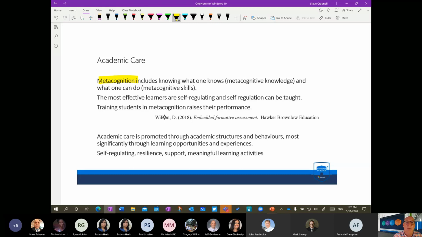And we talk about Dylan Wiliam here. He talks about effective learners being self-regulating, but he also makes the important point that we can teach this. Self-regulation can be taught. And improvement in metacognition raises their performance. But it's incumbent on us, if we want these promoted, we've got to give them an opportunity with meaningful learning activities. And that's where I believe maths tools comes in and kicks a great goal for us.